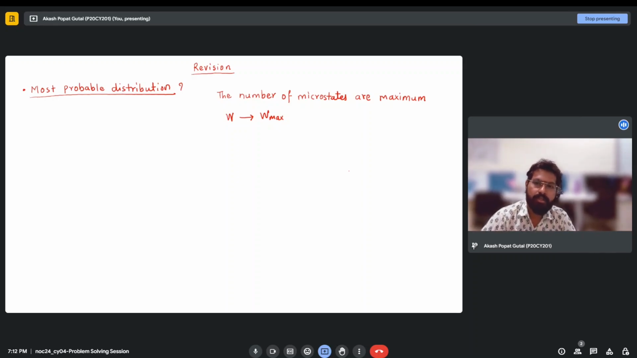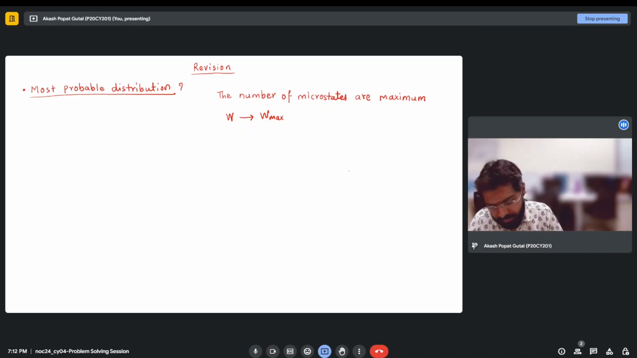Due to its large W value, that is the number of microstates, its entropy is highest. That's the reason for the spontaneous process also, because the system always goes towards the distribution where the microstates are maximum. That's why we found that entropy always increases in a thermodynamic spontaneous process.